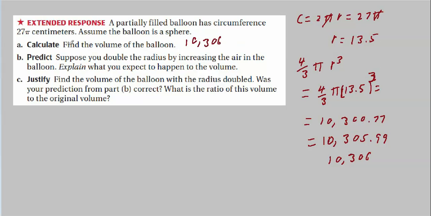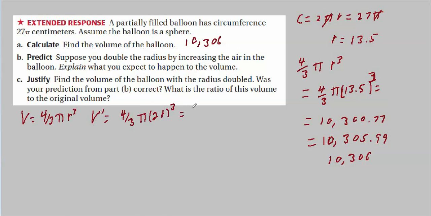What about this? Suppose you double the radius by increasing the air in the balloon. Well, come on, we've done things like this before. This is easy. The original volume is 4/3 pi r cubed. That's, say, v. What about v prime, where we've doubled the radius? How about 4/3 pi 2r cubed?